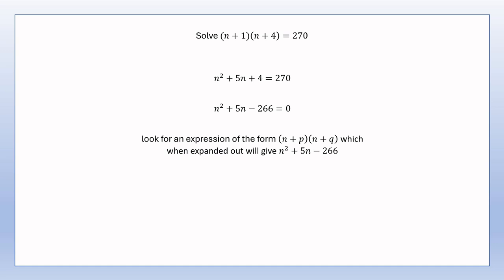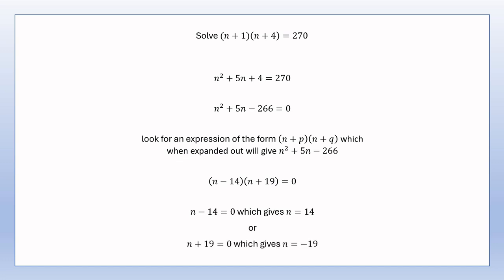So how about 14 and 19? Well, 14 times 20 is 280, so subtract 14 off that gives 266. So the two numbers are minus 14 and 19. So my factorisation is (n minus 14) times (n plus 19) equals 0. Of two numbers whose product is 0, at least one of the numbers must be 0. So either n minus 14 equals 0, in which case n equals 14, or n plus 19 equals 0, in which case n equals minus 19.